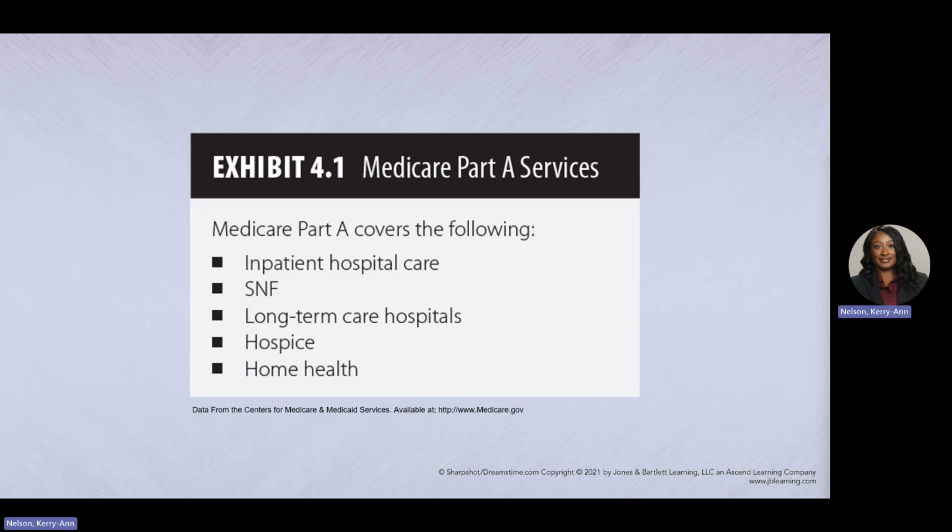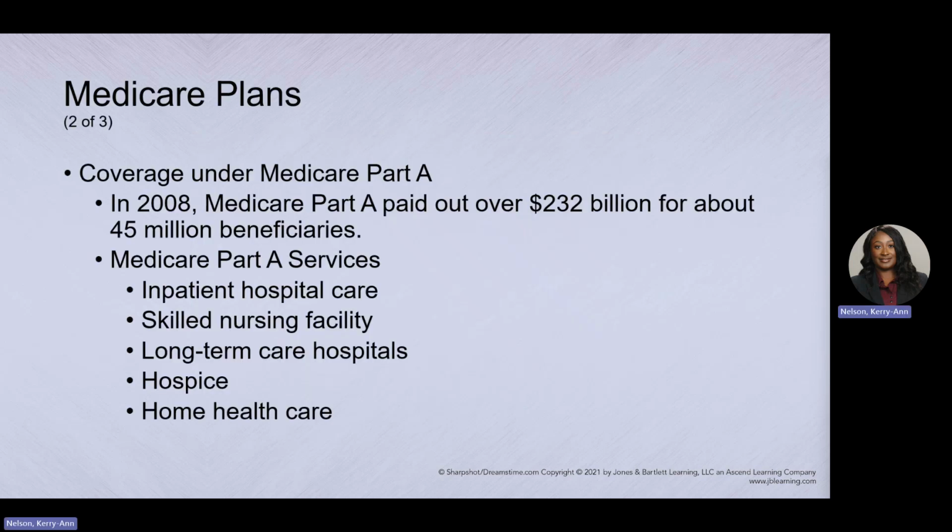Medicare Part A covers inpatient hospital care, skilled nursing facilities, long-term care hospitals, hospice, and home health. Under coverage of Part A, in 2008, they paid over $232 billion for about 45 million beneficiaries. The Part A services are inpatient hospital care, skilled nursing facility, long-term care hospitals, hospice, and home health care, as previously mentioned.